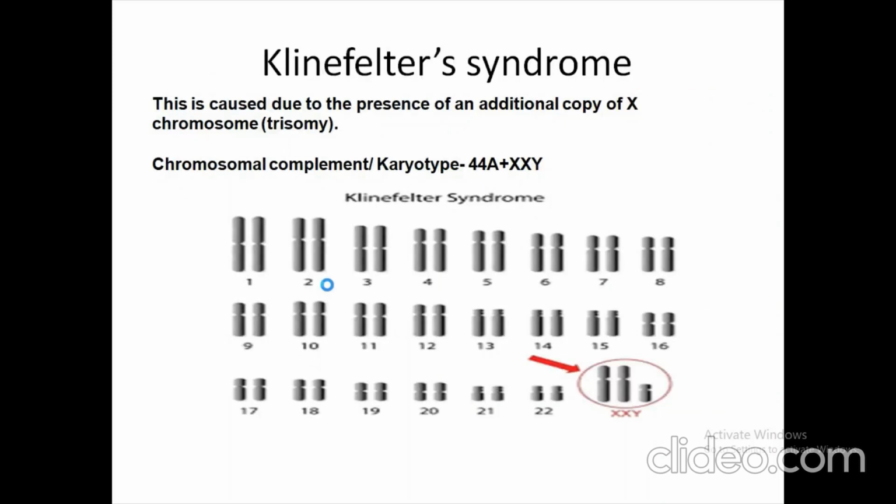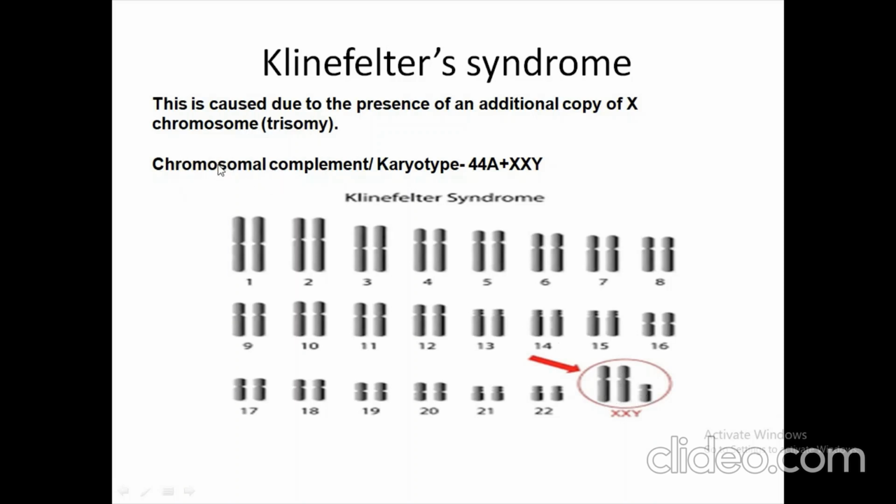Next, Klinefelter syndrome. Klinefelter syndrome is caused due to the presence of an additional copy of the X chromosome. Generally, the persons suffering from Klinefelter syndrome are sterile males. Normally there will be one X chromosome and one Y chromosome in a normal male. But here, in case of Klinefelter syndrome, there is an additional copy of X, making it XXY instead of XY.